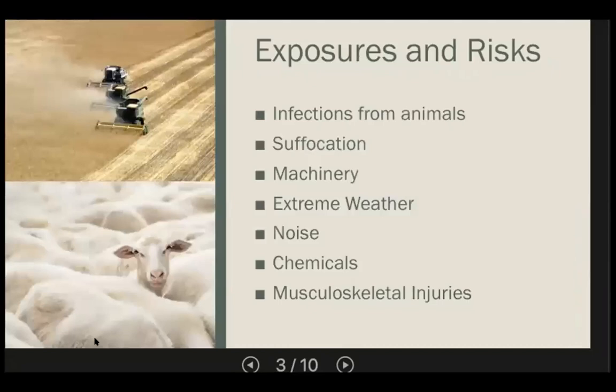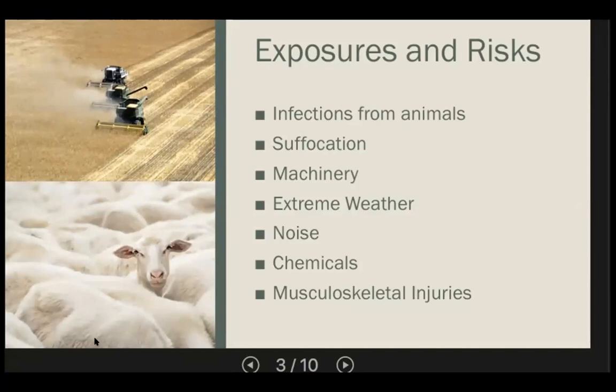Ag workers are exposed to many hazards and risks in their daily work hours. They can get infections from being in close contact with animals or livestock. A large scale example of this is how the swine flu was traced back to a pig farm in Mexico. Farmers working in grain bins can become engulfed in the contents inside and suffocate. They can breathe in grain particles, and that can give them respiratory issues. Machinery can be really dangerous, such as shop tools and tractors. Tractors can roll.